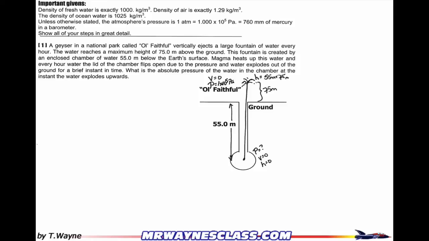This is the video solution to problem number 1. So I've got this geyser at the bottom, and I want to figure out how much pressure is generated at the bottom to send the water all the way up to a height of 75 feet above the ground, or 75 meters above the ground.